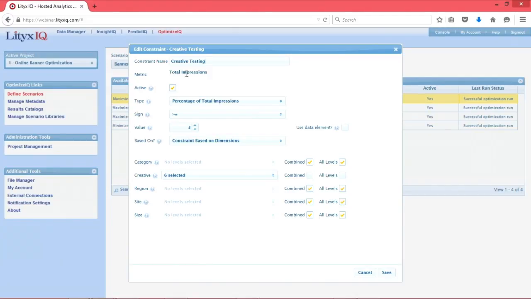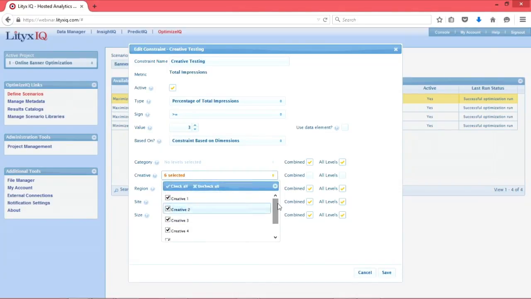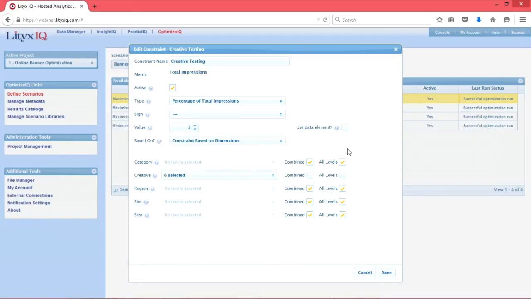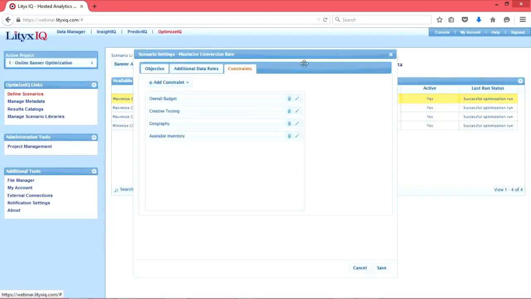So anyway, this constraint is focused on the total impressions KPI or metric. And what we're saying here is we want to ensure that the percentage of total impressions that we purchase is at least 3%, for each of the 6 creative that we have. Combined over all the other dimensions, but separately for each of these 6 creative. So it's really 6 constraints rolled up into one. Each of those will be ensured to have at least 3% of impressions assigned.